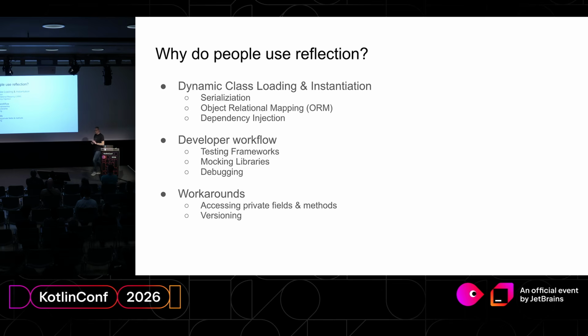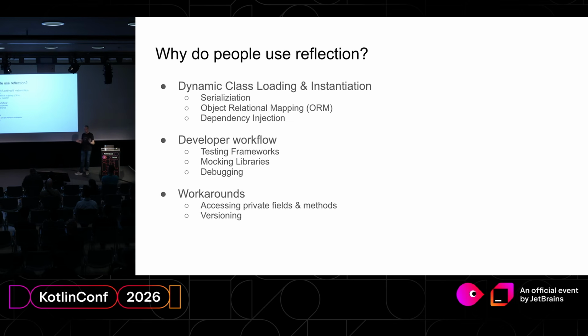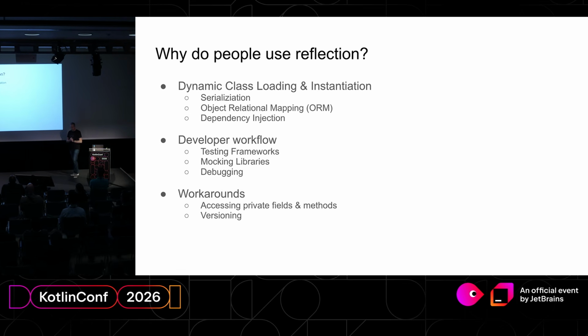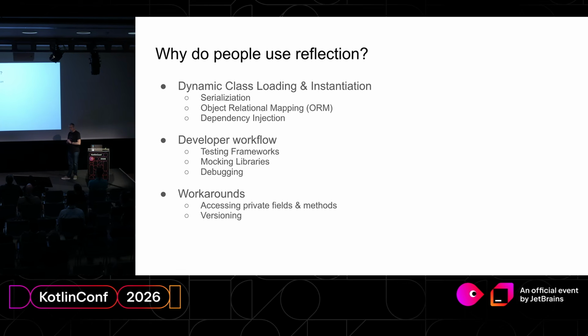So why do people use reflection? These are just the most common use cases. There's many more use cases than this, but there's some very common ones. So dynamic class loading and instantiation. We see a lot of these. People use it for serialization, ORMs, object relational mapping, dependency injection, etc.